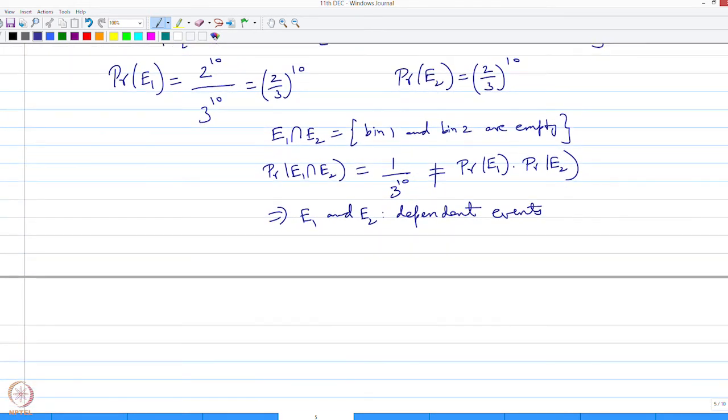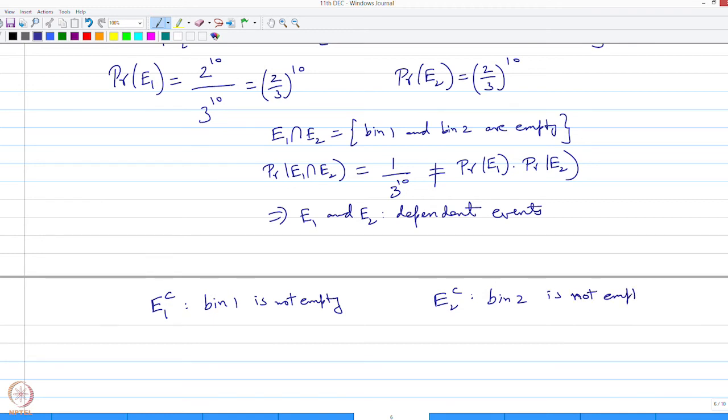So, for instance, since E1 and E2 are dependent, supposing I ask about E1 complement, what is E1 complement? Bin 1 is not empty. And what is E2 complement? Bin 2 is not empty, okay. Now, there is a very nice result in probability, you can think about proving it if you like. If E1 and E2 are dependent, E1 complement and E2 complement are also dependent, okay.